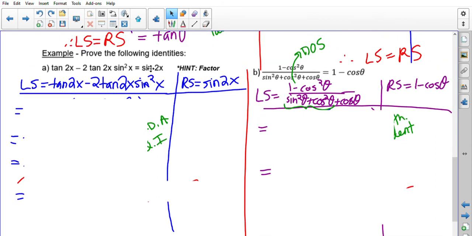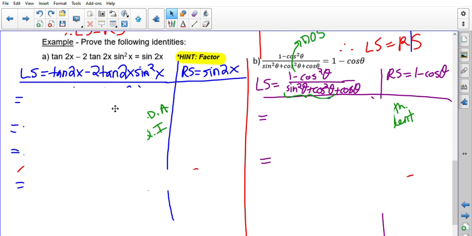Okay, let's move on to the next one. So this one here, I've given a little hint, and it says that we are going to have to factor at some point here. Okay, so again, they both have double angles in them, so let's just work with the left side first because it definitely looks like it's the most complicated, and we'll see where it leads us. So the first thing you should be noticing is that there is a GCF here.